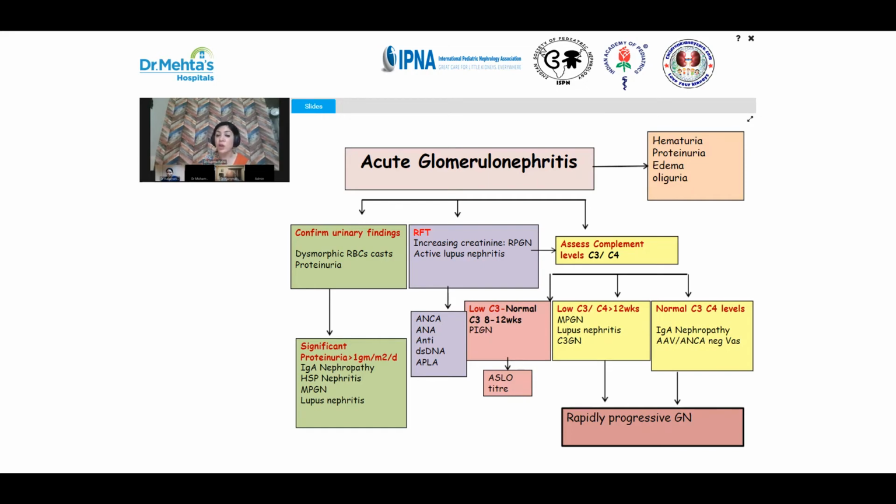Also, the complement levels are normal in IgA nephropathy and ANCA-associated or ANCA-negative vasculitis. But whether they are low complement causes or normal complement causes, they can both progress to a rapidly progressive GN.